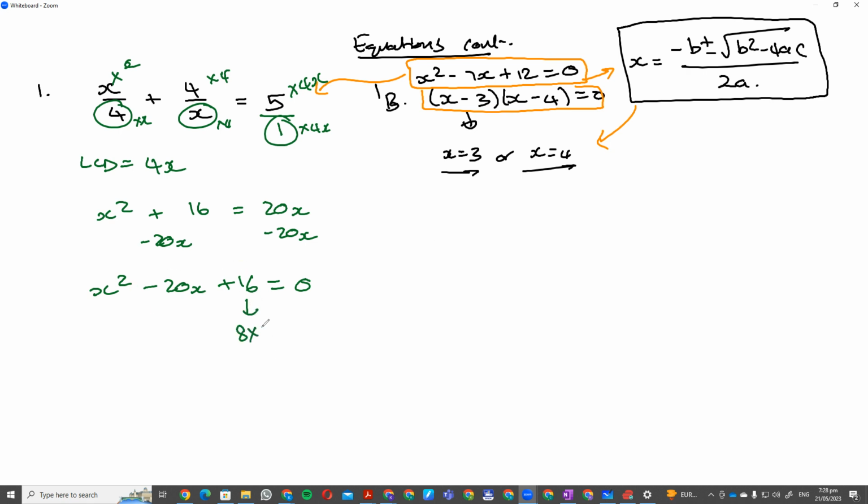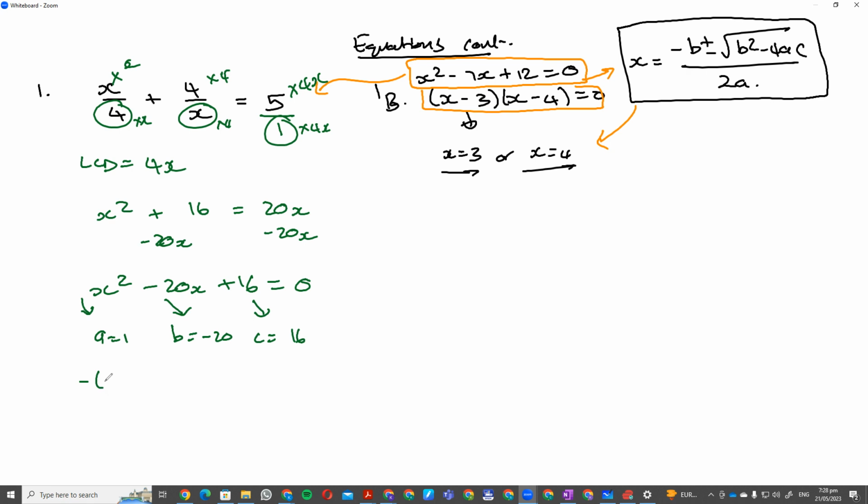Let's check. 8 times 2 gets me 16, but 8 plus 2 is 10. Not going to get me to 20. 16 times 1 is 16. Max is 17. So I'm forced to use the quadratic formula, and I can see my a value is equal to 1, my b value is equal to negative 20, and my c value is equal to 16.